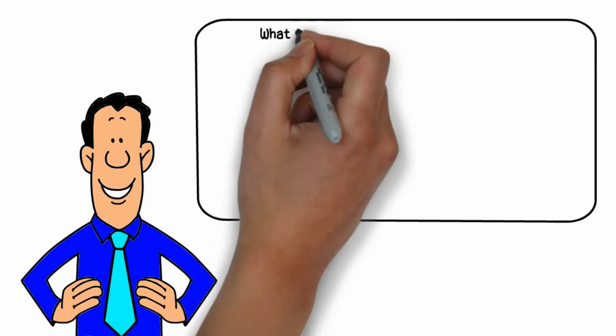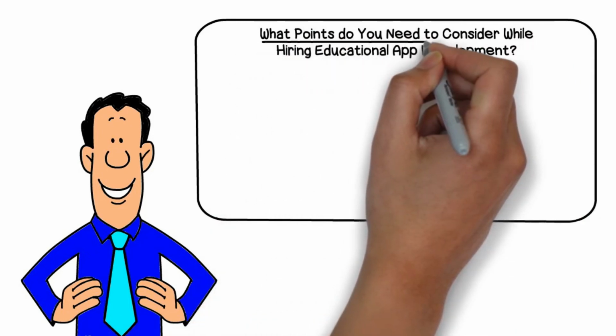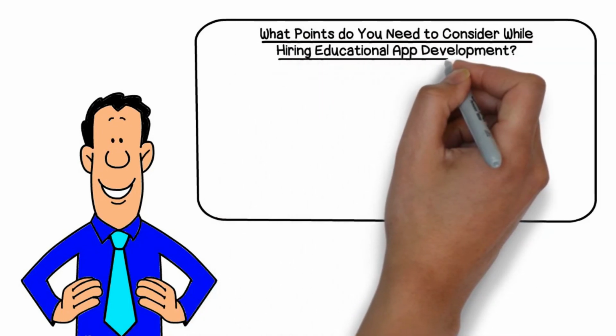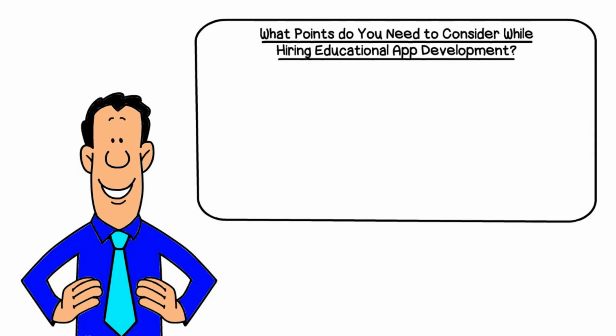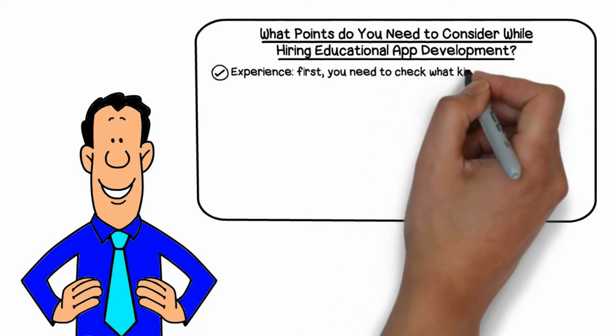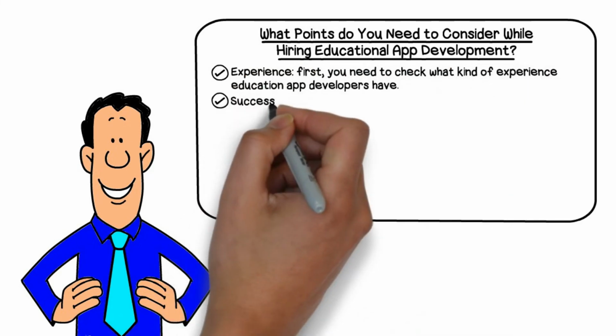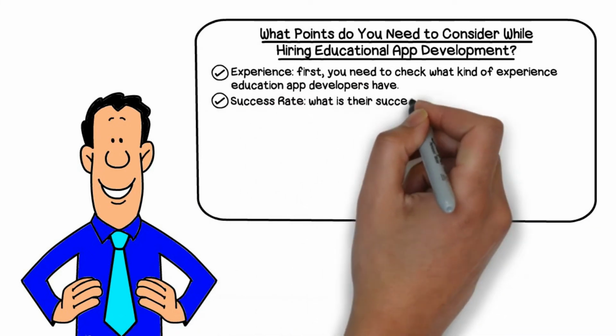What points do you need to consider while hiring an educational app development company? There are many things that you must consider before hiring an on-demand app development company. These are the following. Experience. First, you need to check what kind of experience education app developers have. Success rate. What is their success rate?